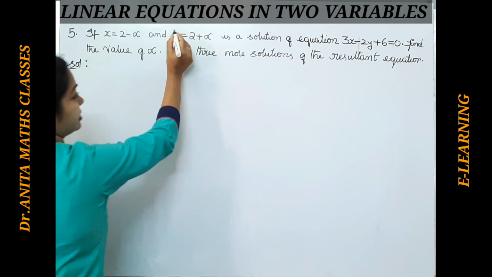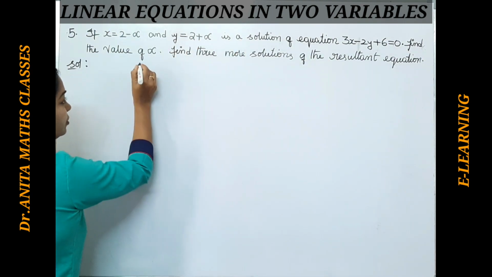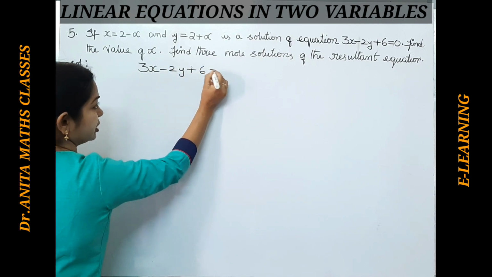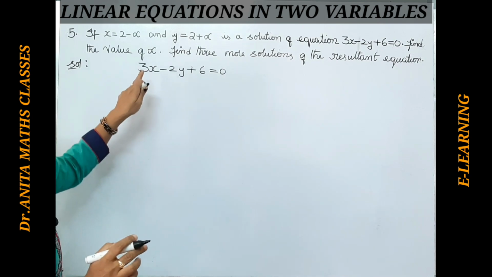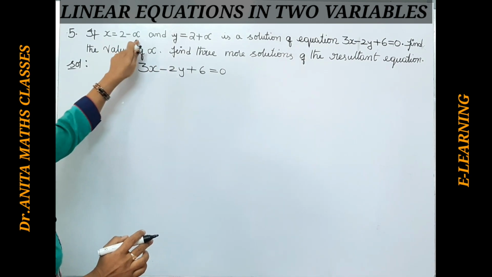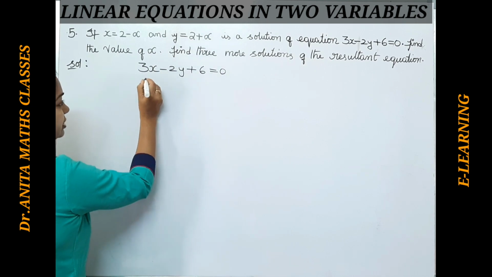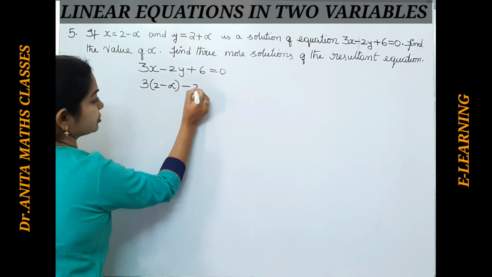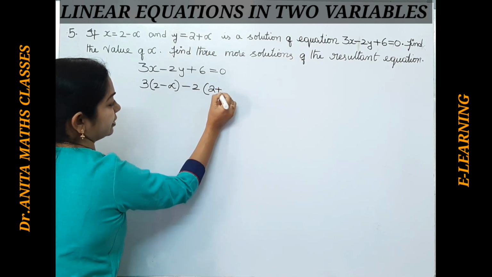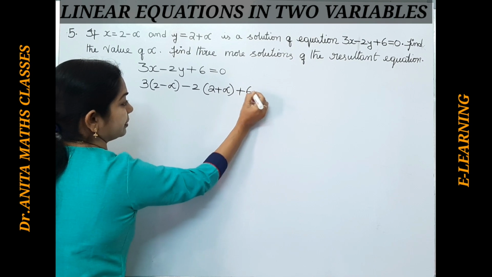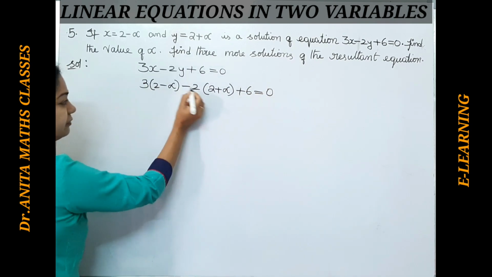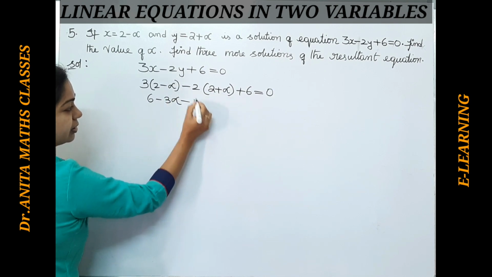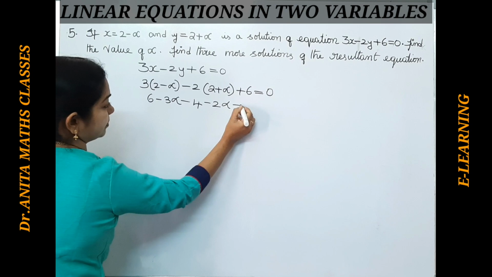Given that this x and y are a solution of the equation 3x minus 2y plus 6 equals 0, I will substitute the x value and y value as 2 minus alpha and 2 plus alpha. Let's substitute here: 3 into 2 minus alpha, minus 2 into 2 plus alpha, plus 6 equals 0. Now we open the bracket: 6 minus 3 alpha minus 4 minus 2 alpha plus 6.